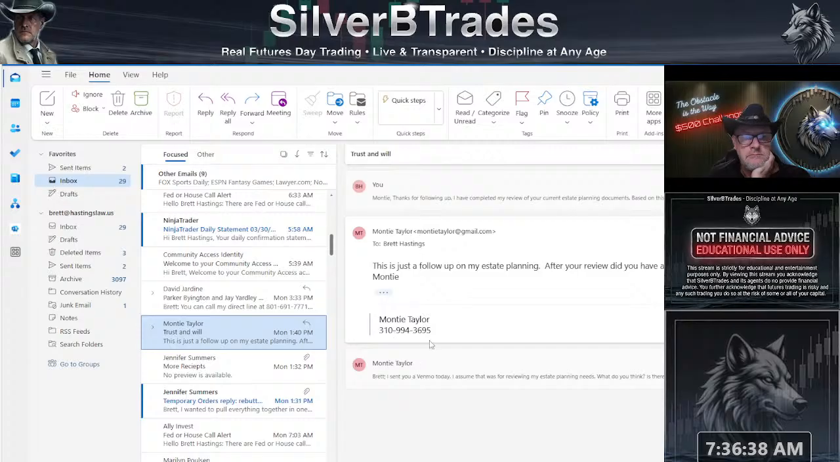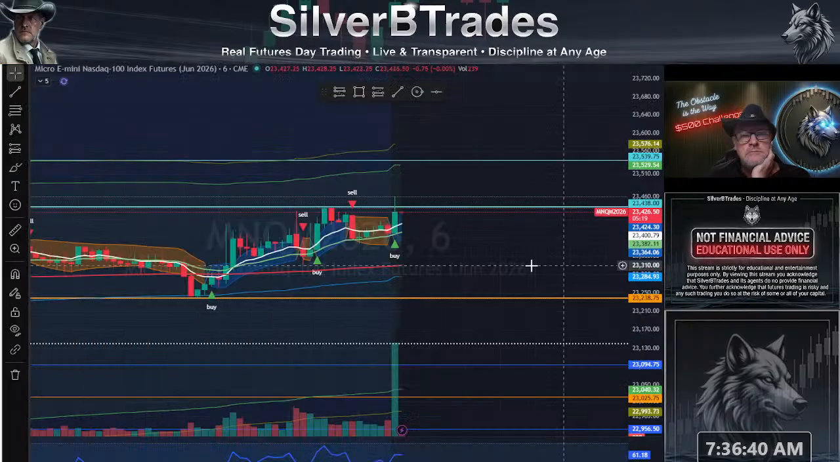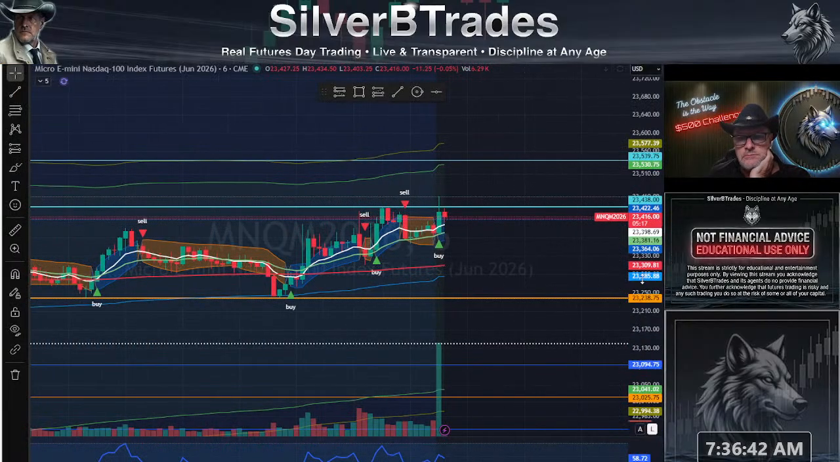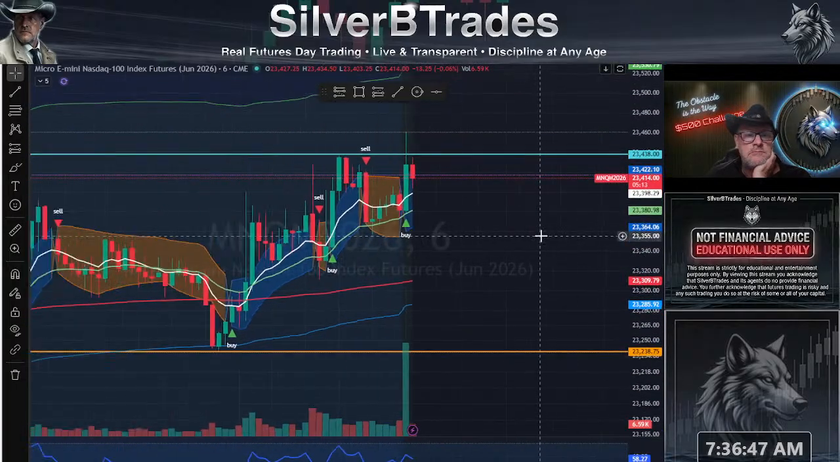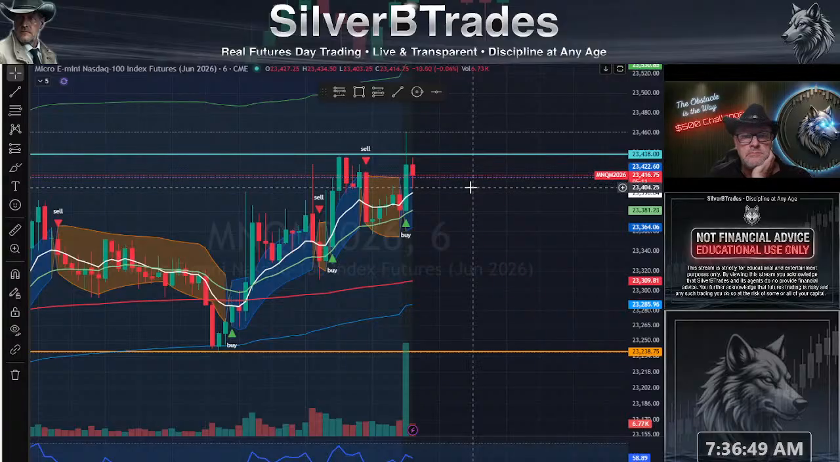Let's go ahead and add our key levels on the indicator. Add POC, pre-market low, pre-market high, and VWAP. All right. There we go.